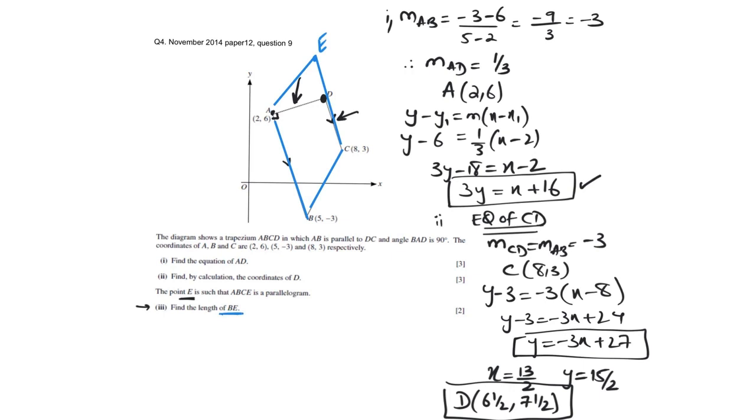So you can find the midpoint of AC first, because the midpoint of the diagonals AC and BE would be the same. So find the midpoint of AC: 2 plus 8 over 2, 6 plus 3 over 2. So you get 5 and 9 over 2. So if you know the midpoint, and if you know the coordinates of B, you can find the coordinates of E.